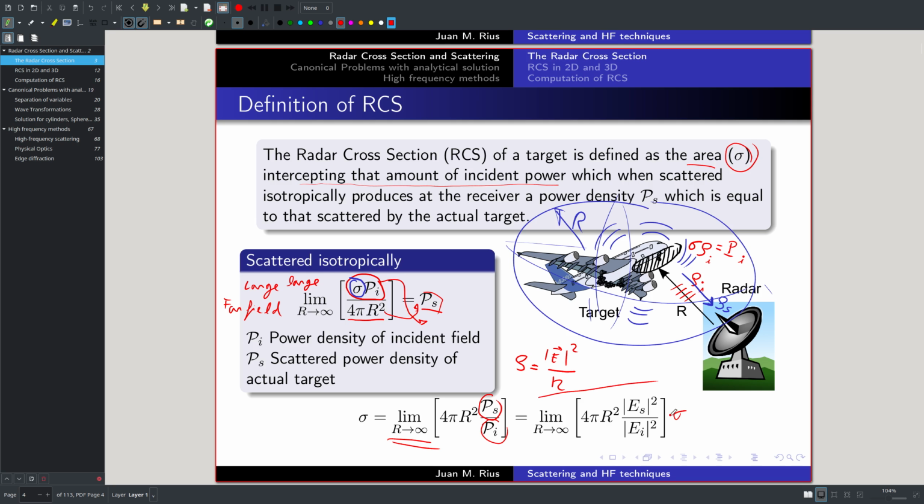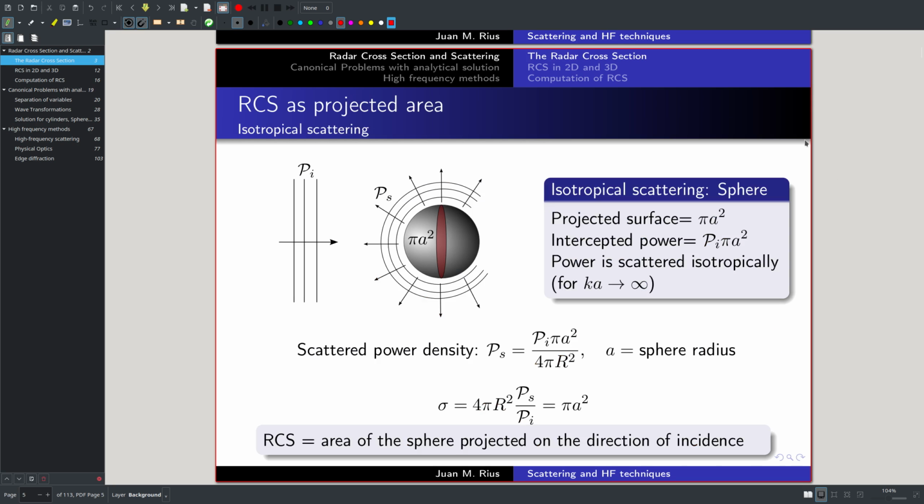This is the important equation, okay? That the radar cross-section is the limit for very large observation distance of 4 pi r squared times the square of the scatter field magnitude over the square of the incident field magnitude. Here we have missing the arrows of the vectors. And now we will see two examples, two important examples, the sphere and the flat plate.